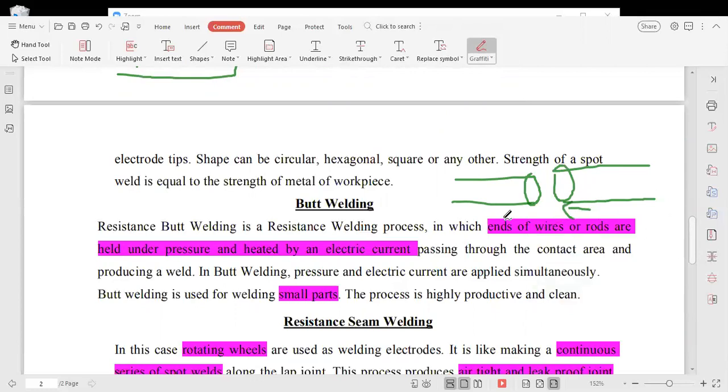So the two ends of the pipe will join, an airtight and waterproof joint will be made. This type of welding is called butt welding. ये पाइप्स के लिए भी, रॉड्स भी ज्वाइंट हो सकती है और पाइप्स भी इससे ज्वाइंट किए जा सकते हैं.